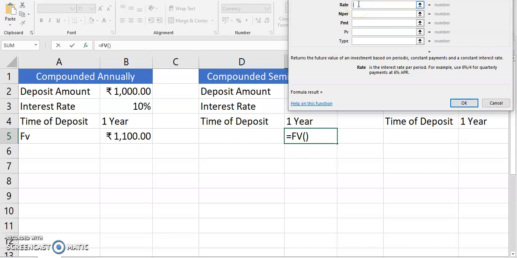So when it is semi-annually, rate for 6 months would be 10% divided by 2. NPER is the number of payment periods in the investment. So 2 compounding periods, 2. PMT will put 0 or leave it blank. PV is the initial cash outflow. Since it's a cash outflow, we'll place a minus sign before 1000.